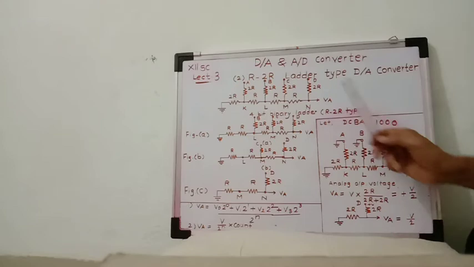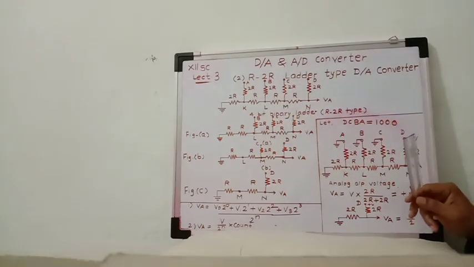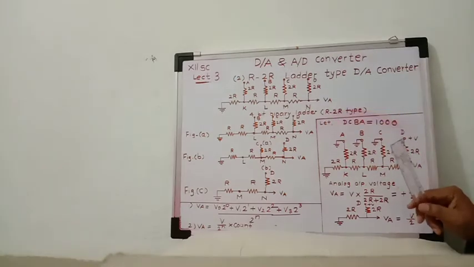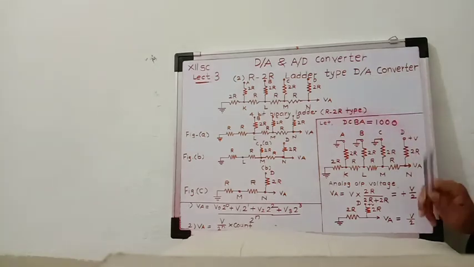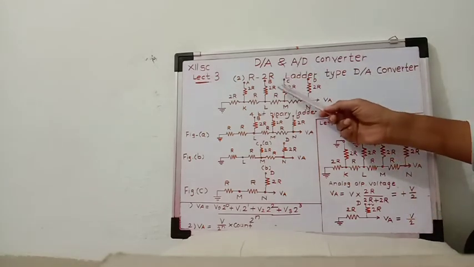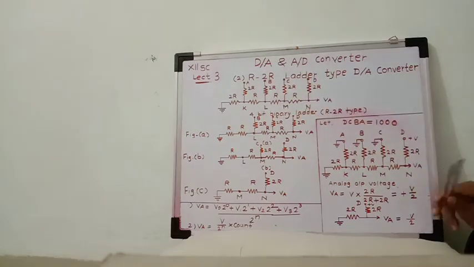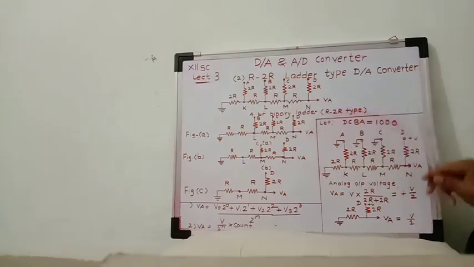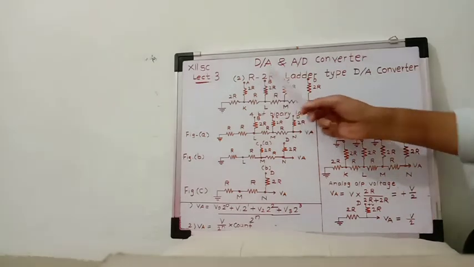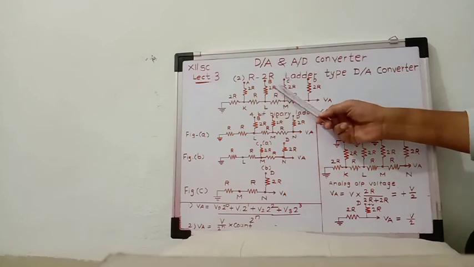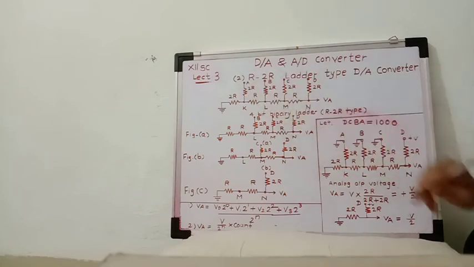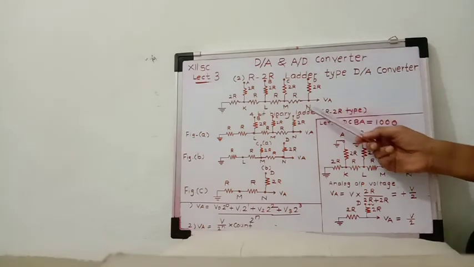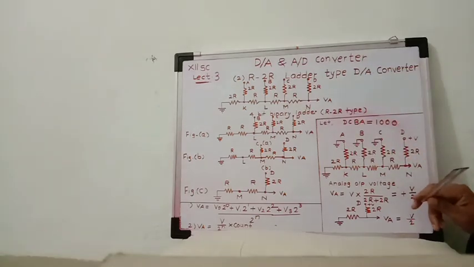DCBA are the digital or binary inputs applied to this ladder, with positional values of 2 raised to 3, 2 raised to 2, 2 raised to 1 and 2 raised to 0. Here D is the MSB and A is the LSB. The analog output voltage is taken from point N and ground.